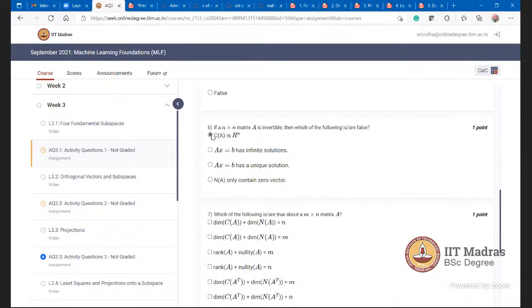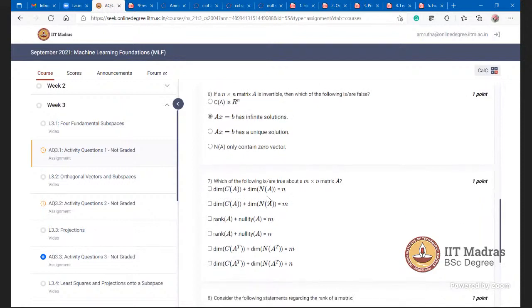So this is true, and Ax equal to b has a unique solution. It does not have multiple solutions; it has a unique solution since it is invertible in nature. And the null space of an invertible matrix contains only the zero vector. So the only false statement is that Ax equal to b has infinite solutions, because it has a unique solution.